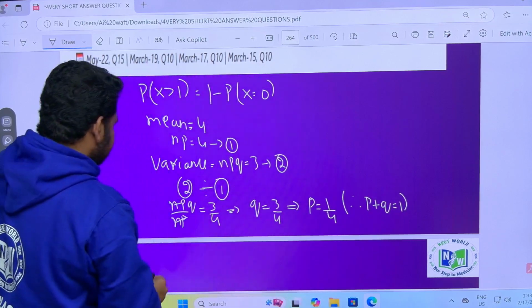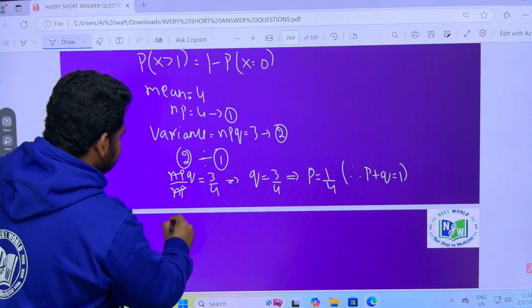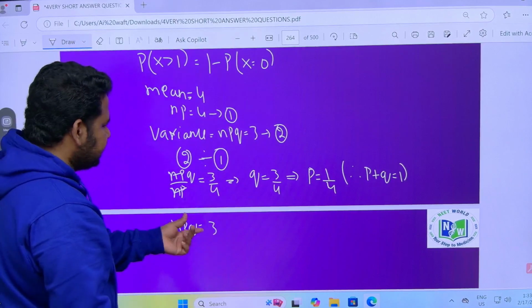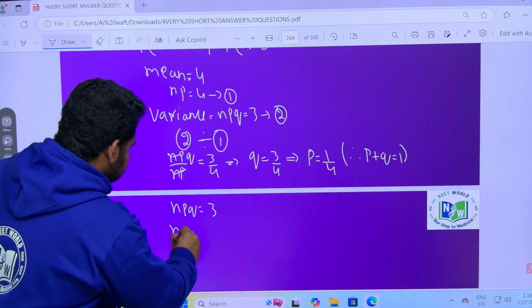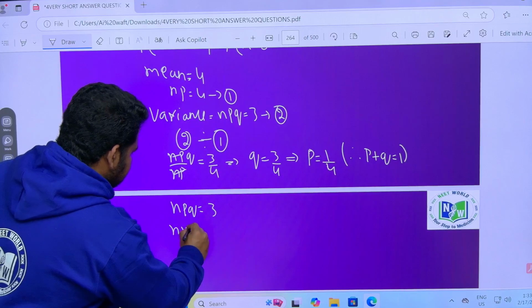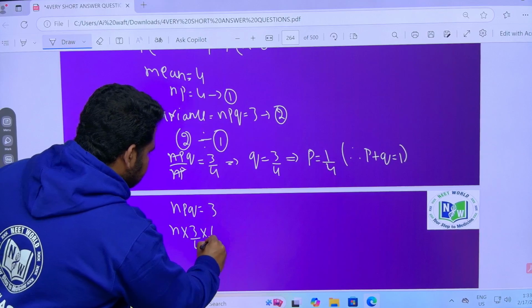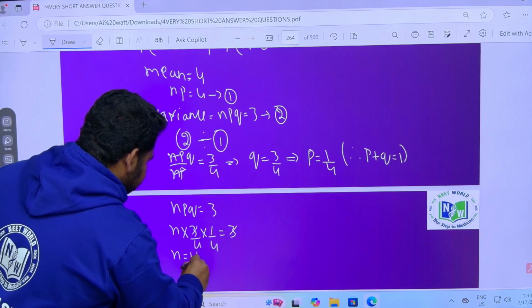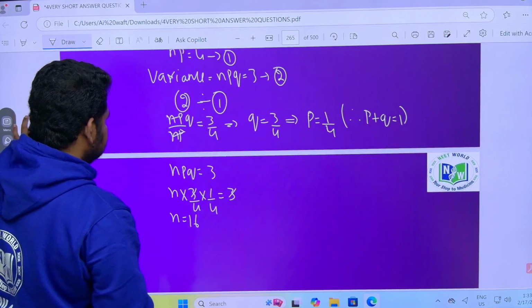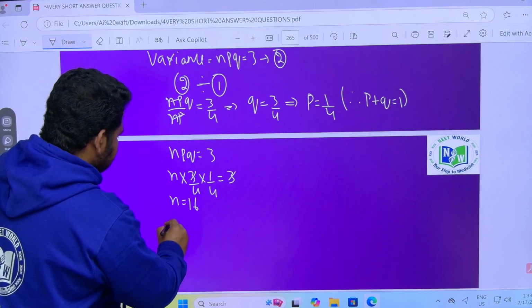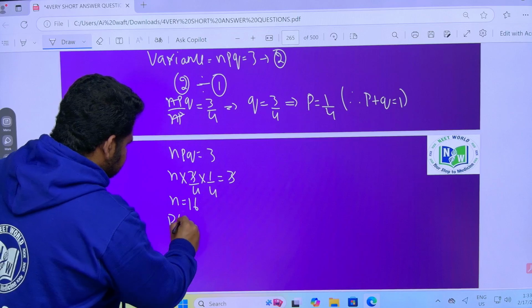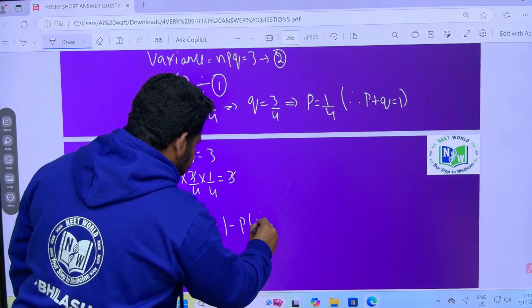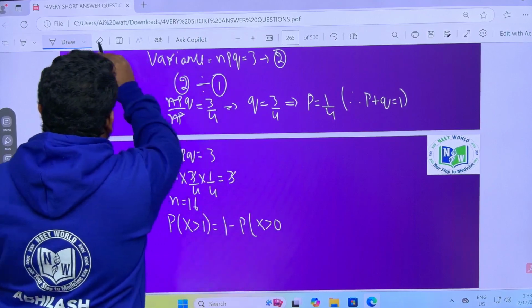Now NPQ is 3. To get the value of N, I am using this. NPQ is equal to 3, and P and Q I know the values. So N into 3 by 4 into 1 by 4 is equal to 3. 3 cancels, so N will be equal to 16. Now we have to find out P of x greater than 1, which is equal to 1 minus P of x equal to 0.